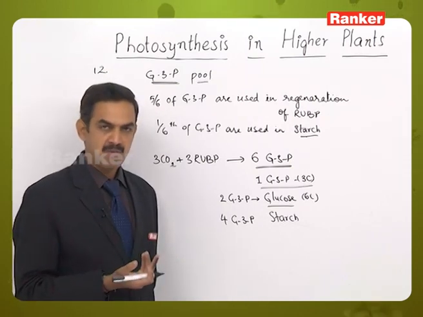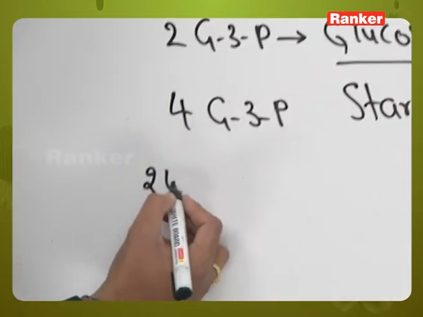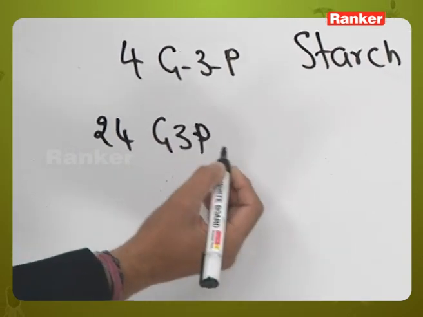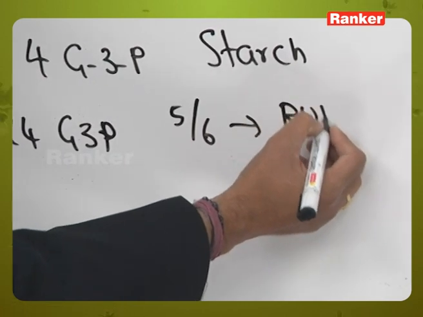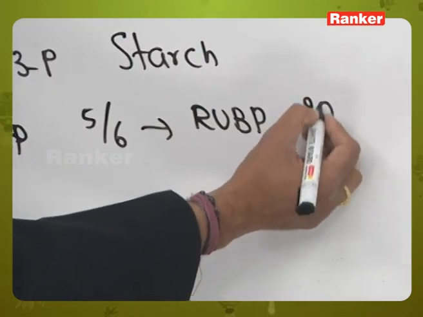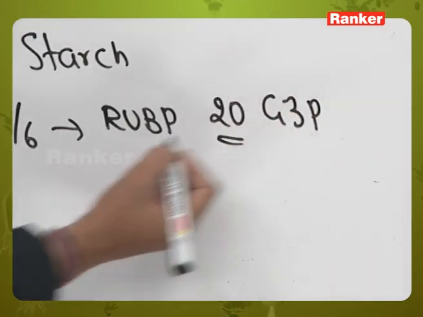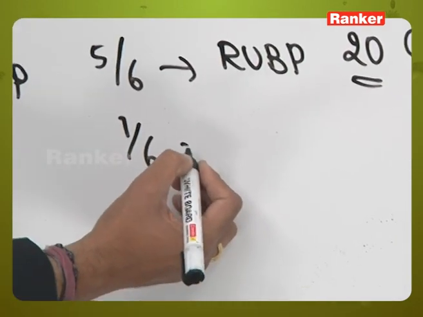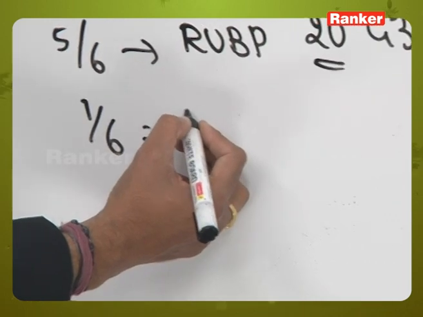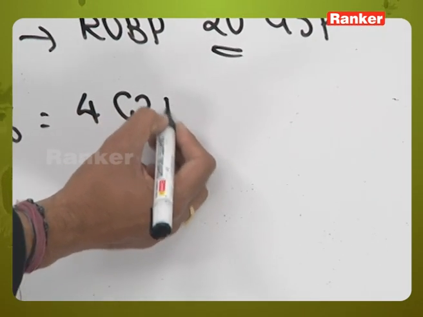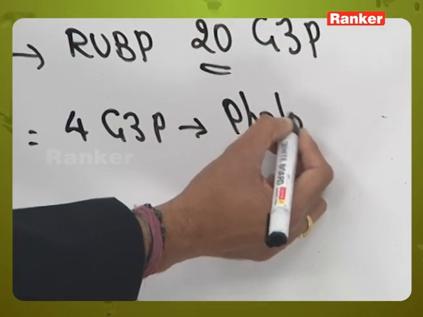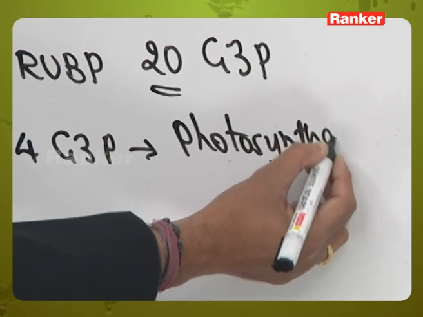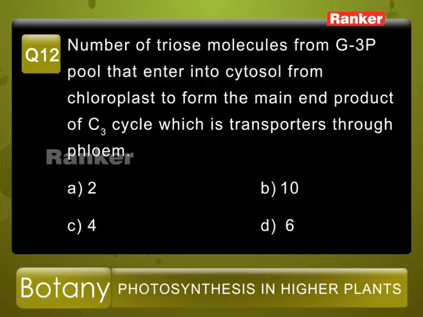So 24 G3P molecules. When 24 G3P molecules are produced, 5/6 are used in regeneration of RuBP, that is 20 G3Ps, whereas 1/6 of 24, that is 4 G3P, are used in the production of the photosynthetic product. So from the given options, C is the correct answer.